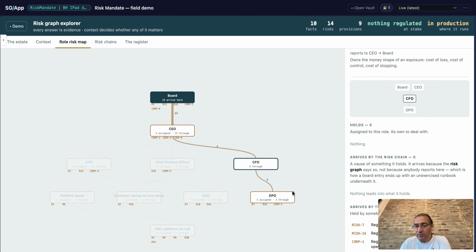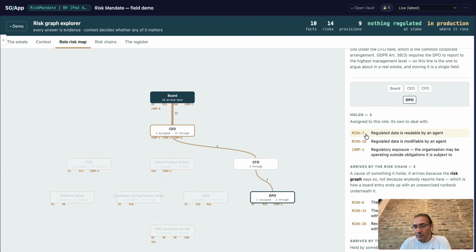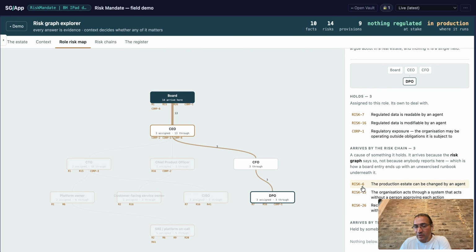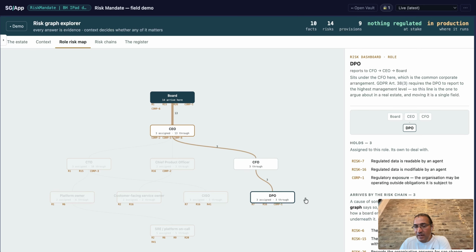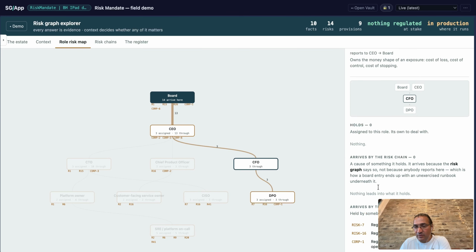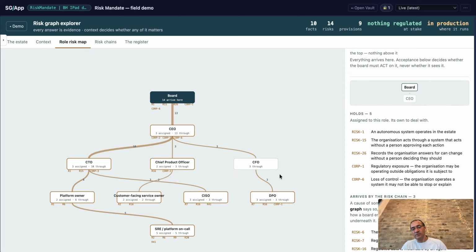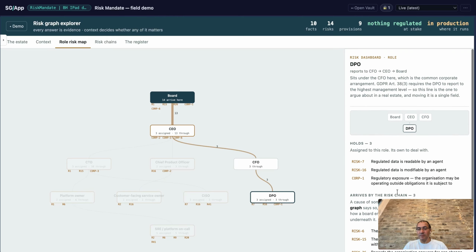So it's pretty cool, right? Because again, same thing, the DPO is assigned a couple of risks, and then it also arrives from the risk chain, and then you get the CFO, the same thing, right? And then the CEO connects the dots. So this is a really powerful capability, because it's how you connect all the dots, right?